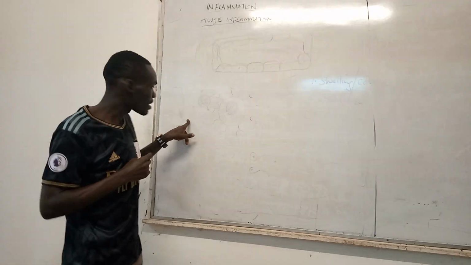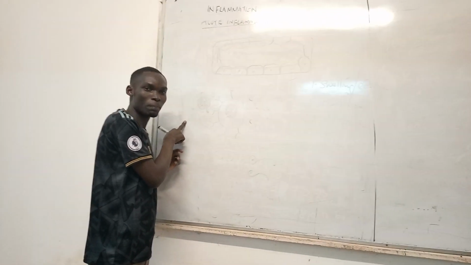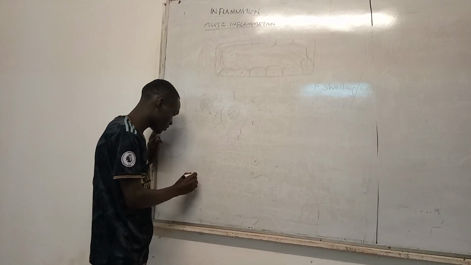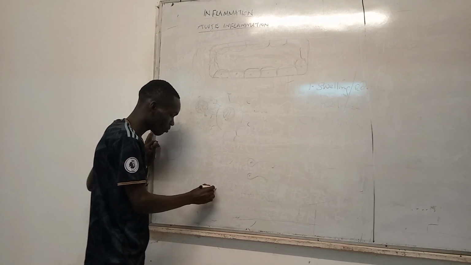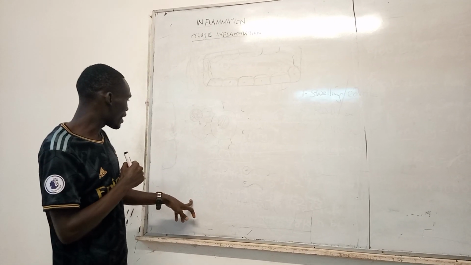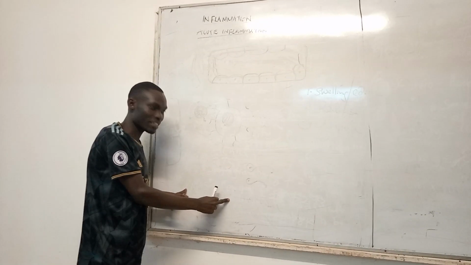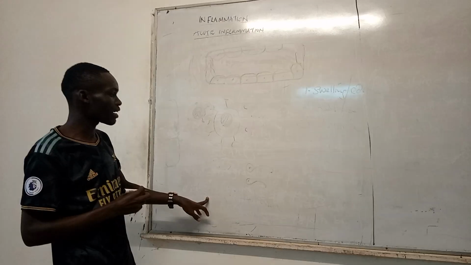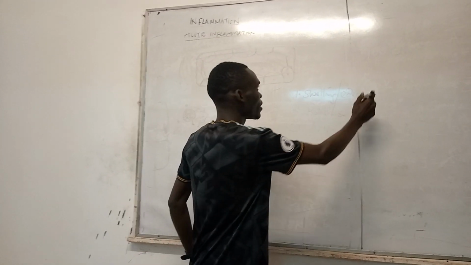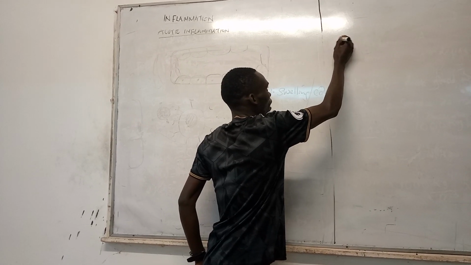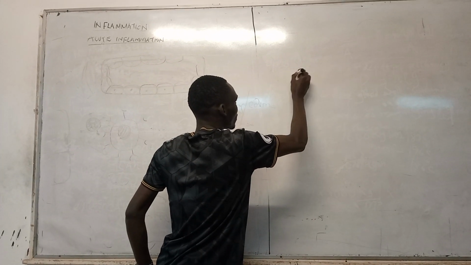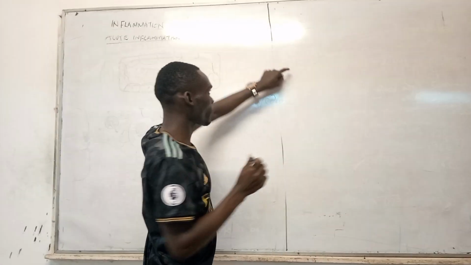Guess what is going to be produced? Phospholipase A2 acts on phospholipids and converts them into arachidonic acid. Once arachidonic acid is released, it can undergo two pathways.